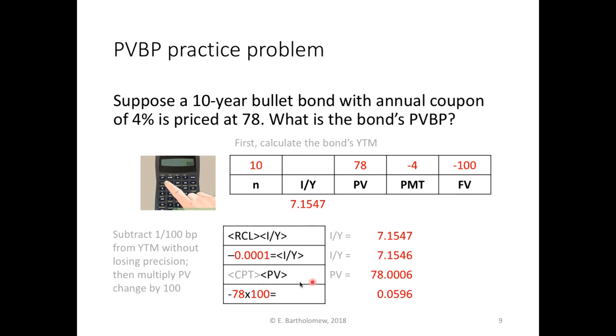And then we hit the PV, and we get that number there, 78.0006 is what shows up. And then we subtract 78 and multiply by 100, and then we're going to get this additional precision. Okay, so you can see what's going on really by looking at beyond what's displayed. So these are the extra digits not displayed here. So we're not losing anything when we subtract the 1/100th basis point. And then even though this is displaying as a 6, this is actually what is coming out of there. And then when we multiply that by 100, we see 0.0596. That's the PVBP.